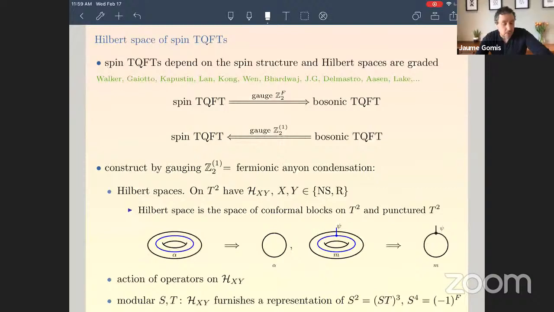So in the last couple of minutes, I will just say a couple of things about how this is done. I talked a lot about fermions. I want to say a couple of words about how this is done for spin TQFTs. I think to do justice to this would require a talk on its own, so I'll just say a few simple things, in case people are interested.